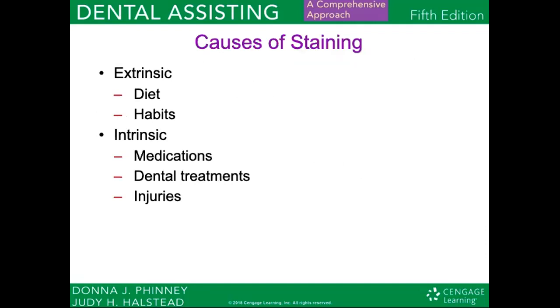There are a variety of causes for stains on the teeth. The sources are generally either extrinsic or intrinsic. Extrinsic stains come from a diet or bad habits such as drinking tea or coffee or smoking, which all cause discoloration of the teeth. Intrinsic stains are due to internal processes such as medication use, injury, or other dental procedures.